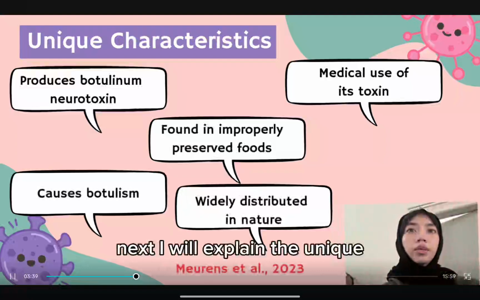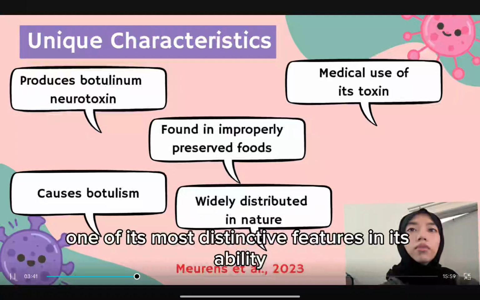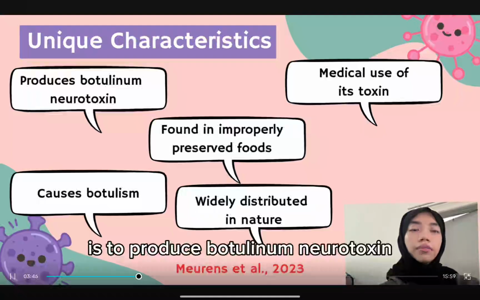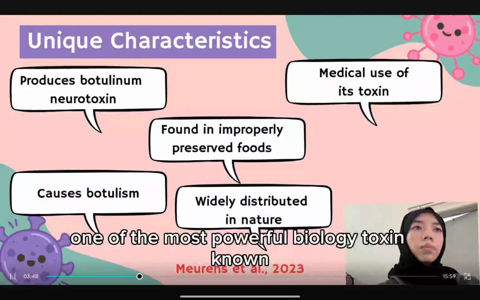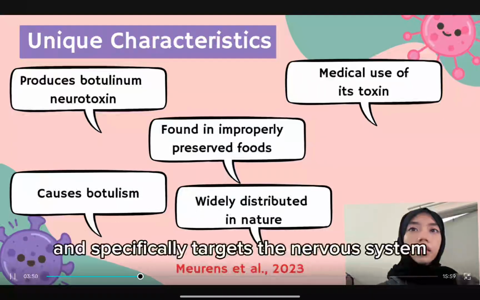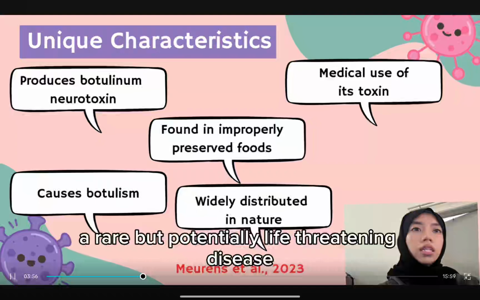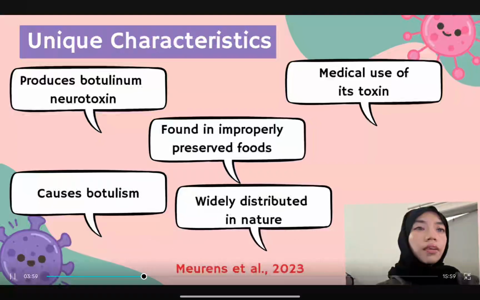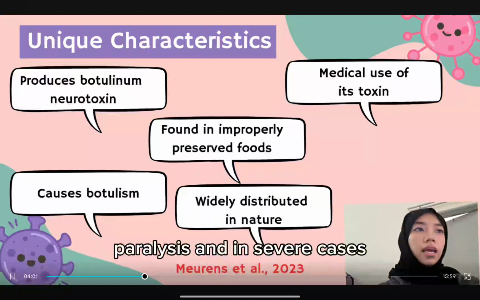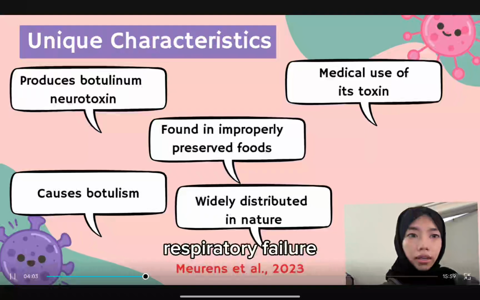Next, I will explain the unique characteristics of Clostridium botulinum. One of its most distinctive features is its ability to produce botulinum neurotoxin. This toxin is considered one of the most powerful biological toxins known and specifically targets the nervous system. The production of this toxin can lead to botulism, a rare but potentially life-threatening disease characterized by muscle weakness, paralysis, and in severe cases, respiratory failure.